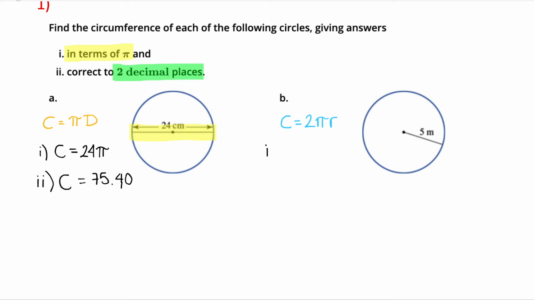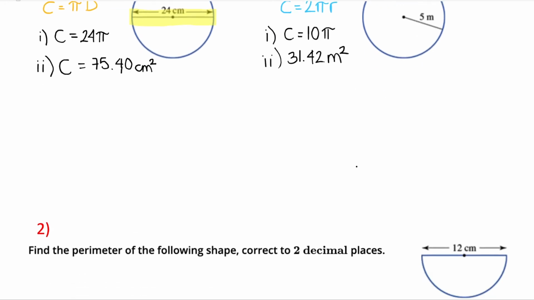So for the first one, I do circumference is equal to 2 times 5, which is going to be 10. So my answer is 10 pi. And when I write it in the calculator, 10 times pi is going to be equal to 31.42 meters. Wonderful. This one was centimeters square, because we're talking about area, and this one is meters square. Wonderful. Let's look at the next one.